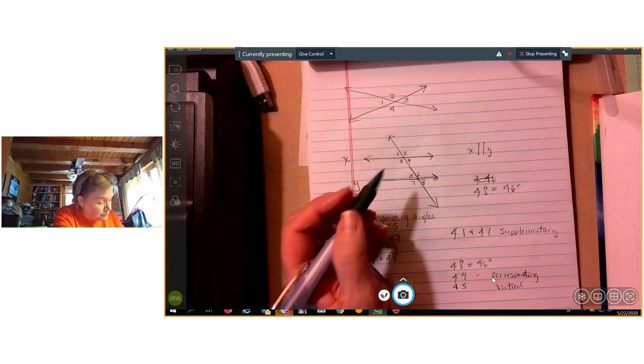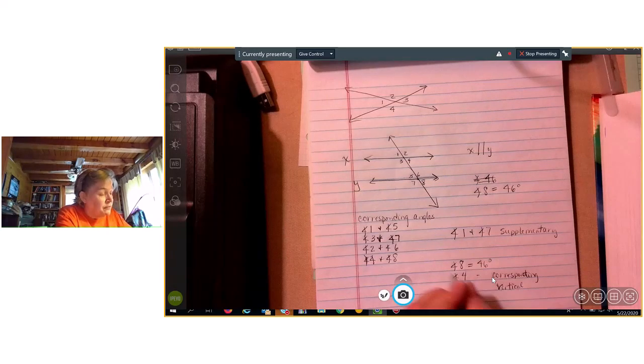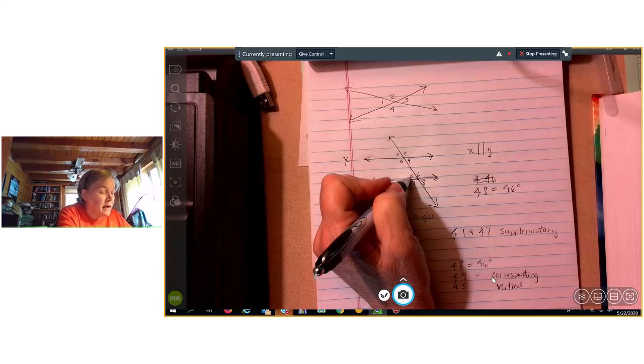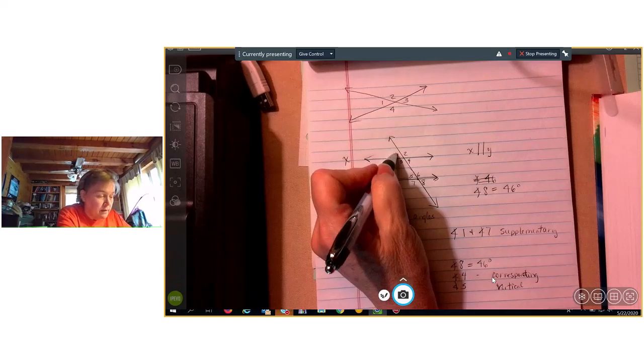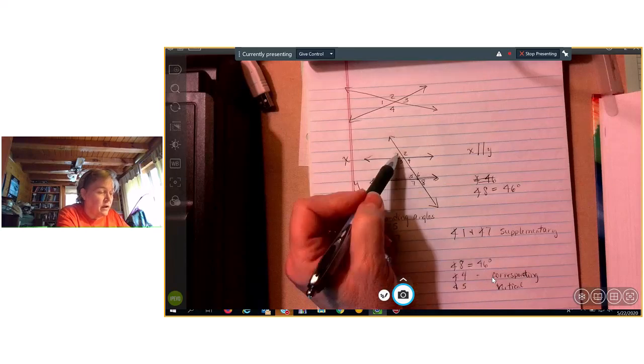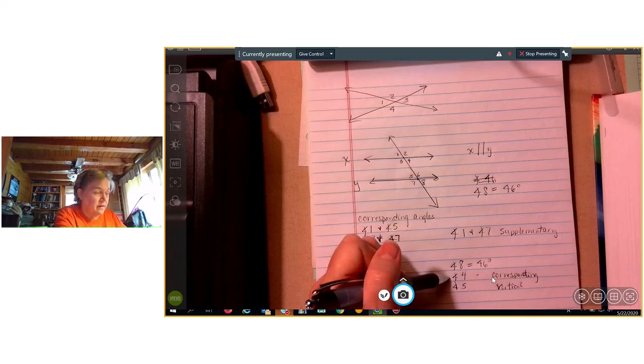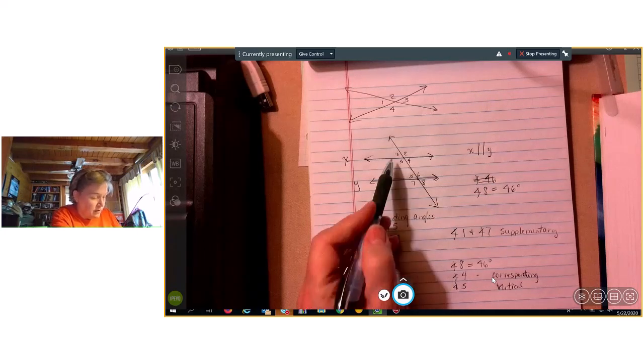Now, if angle 5 is 46 degrees, angle 5's corresponding angle, angle 1, is going to be 46 degrees. And if you look here, angle 1 and angle 4 are vertical. So since angle 4 is 46, angle 1 is also going to be 46.